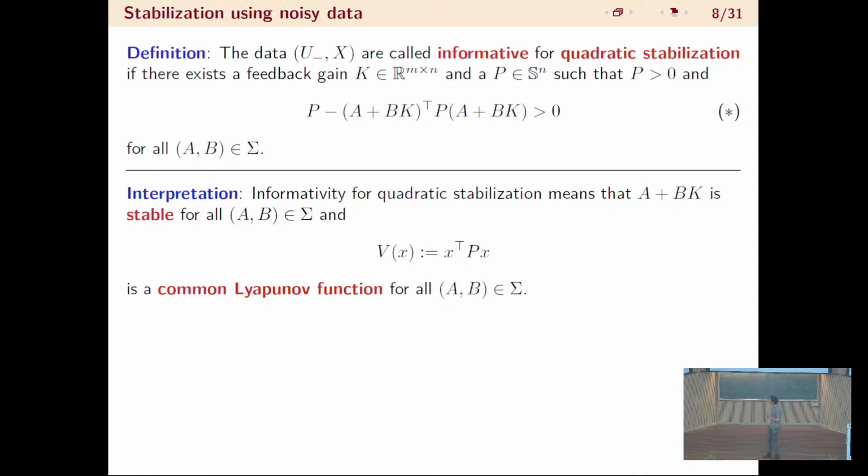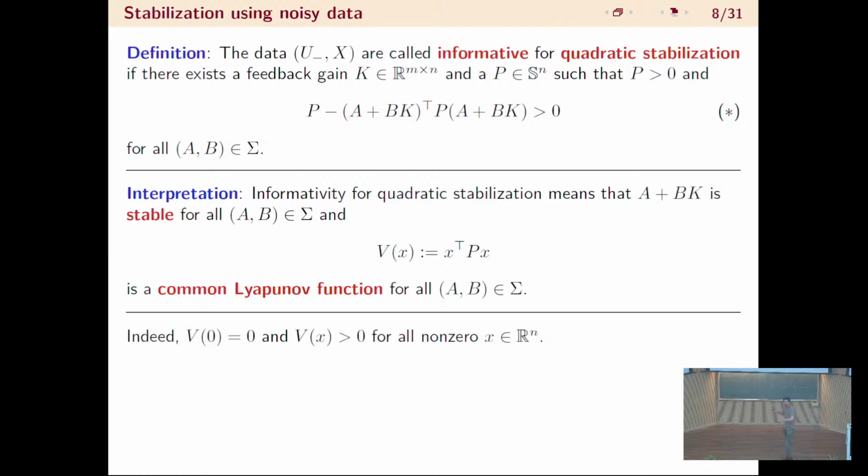Okay. Maybe I can also provide a little bit more explanation. So when was a function a Lyapunov function again? A function is a Lyapunov function if it is itself positive definite. So V(x) is positive for all non-zero x, and V at 0 is 0. So V is a positive definite function.